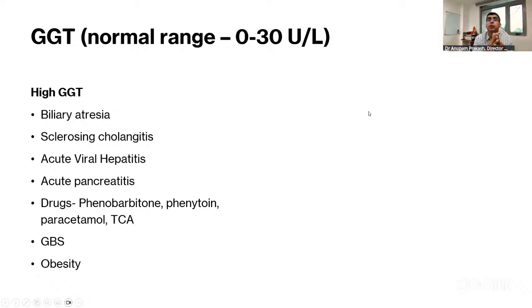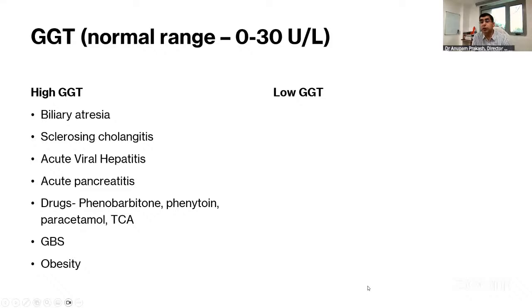GGT, now GGT up to 30 to 45 is considered normal. Higher than that is high. So all biliary tract abnormalities, and especially primary or secondary sclerosing cholangitis. Drugs like phenobarbital, phenytoin, paracetamol, tricyclic antidepressants, and at times obesity, pancreatitis, GBS, they will also be associated.